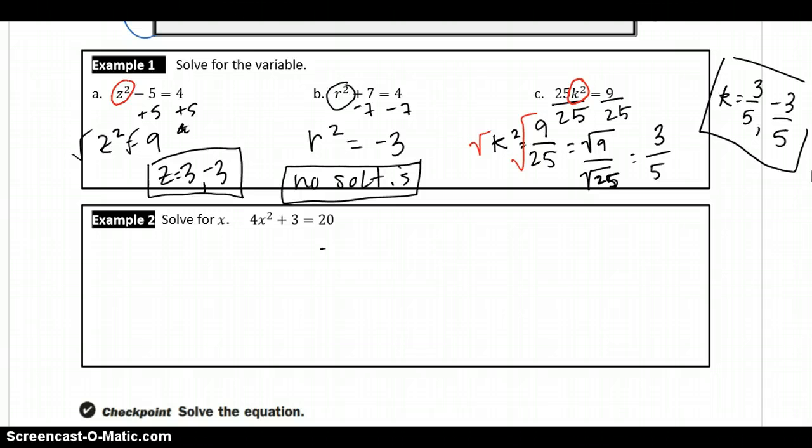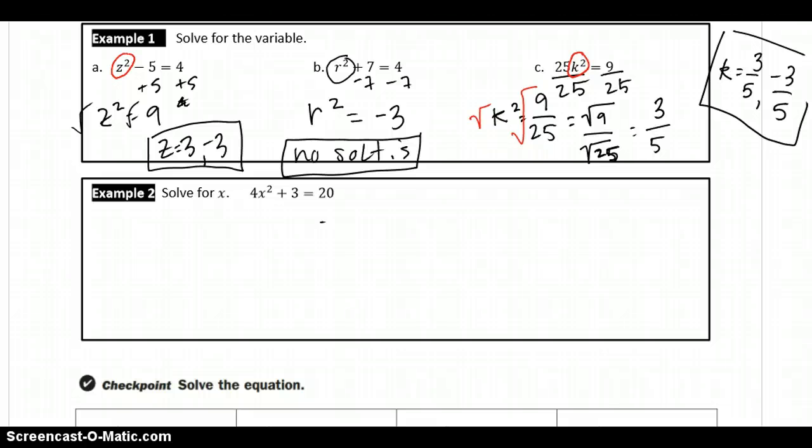Example 2, we're solving for x. 4x squared plus 3 equals 20. What am I trying to isolate or get by itself first, Alyssa? The 4x squared. I want to get rid of that 3 first. So I'm going to subtract 3 from both sides. Get 4x squared equals 20 minus 3 is 17.